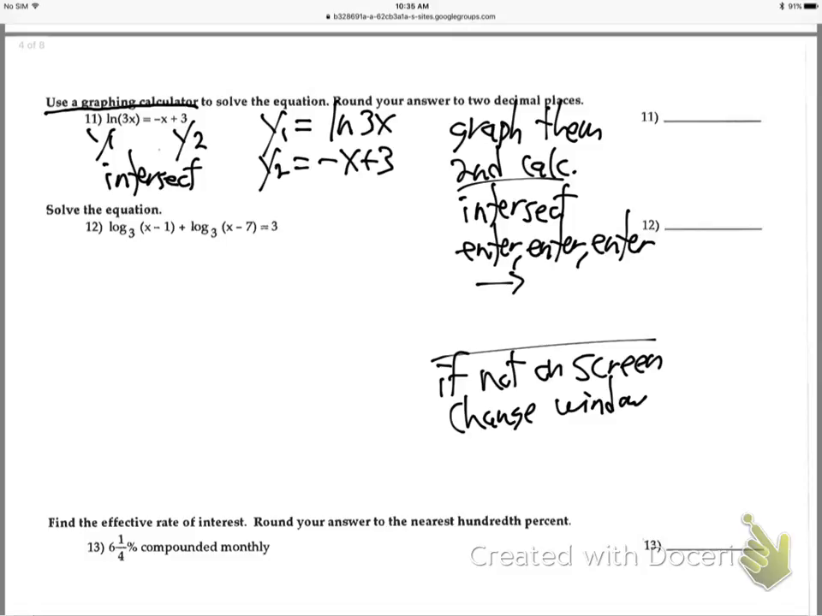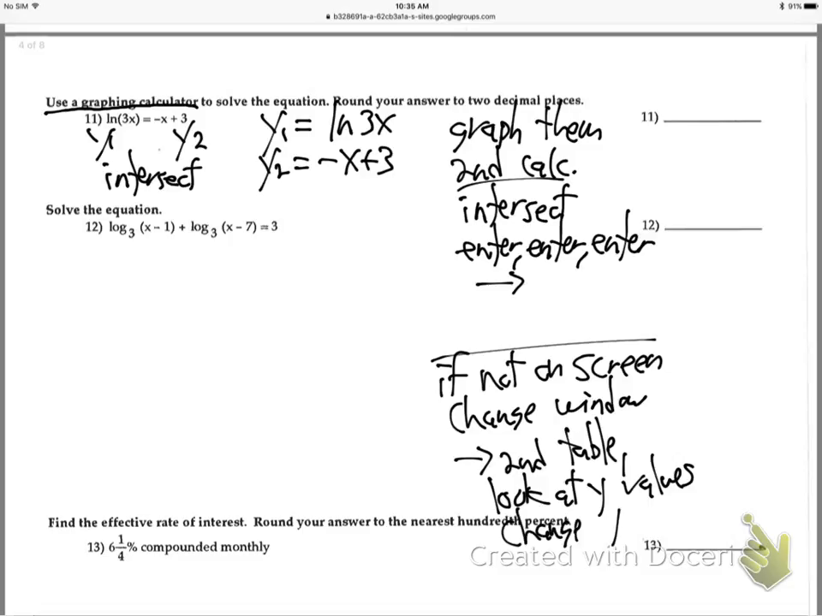But how do you know how to change the window? You hit second table and look at the y values and then change your y min and your y max, especially on your window.